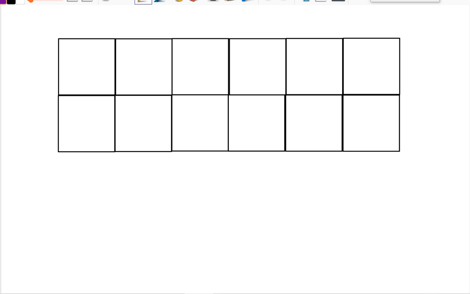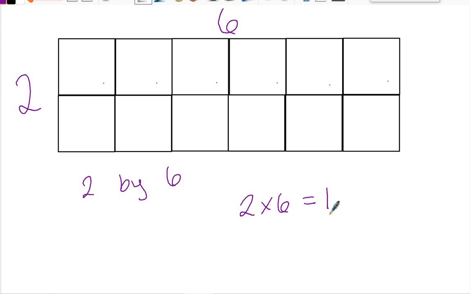Let's look at this array. Remember, we call this an array because we have equal groups in the shape of a rectangle. So I want to see how many rows I made. I have 2 rows. How many are in each row? 1, 2, 3, 4, 5, 6. Okay. So it's a 2 by 6. And if I want to know how many squares I have in this array, I would do 2 times 6. 2 times 6 equals 12.